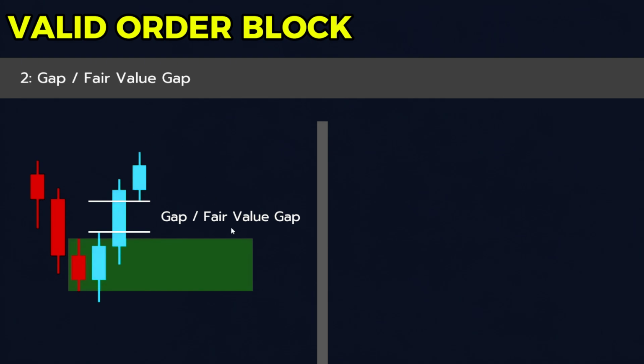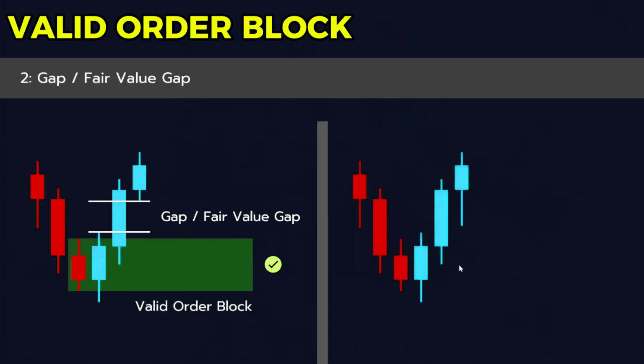The price has dropped and risen sharply. Therefore, the price has a chance to move back to the price that is done. We call this point a fair value gap. Therefore, this order block is considered to be an effective order block.